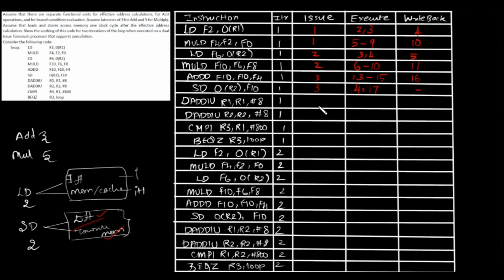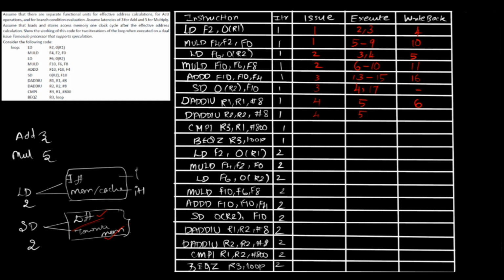Now again, on the next 4 clock cycles, two operations will be issued here, both the DADDIU operations. Now both the DADDIU are integer operations. Here, let's assume integer operations take only 1 clock cycle, so both will execute at clock cycle 5, and will complete at clock cycle 6, and this also completes at clock cycle 6. So that is a problem.